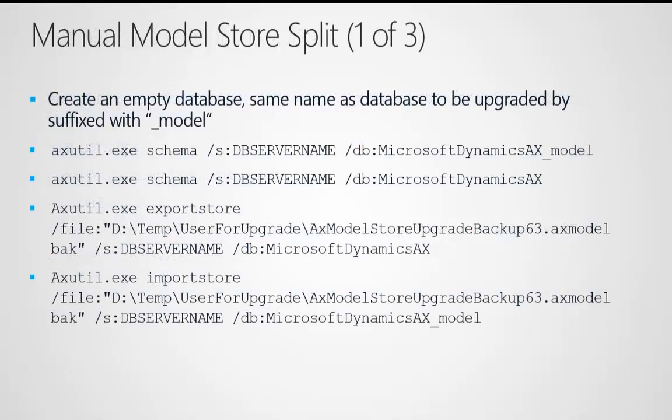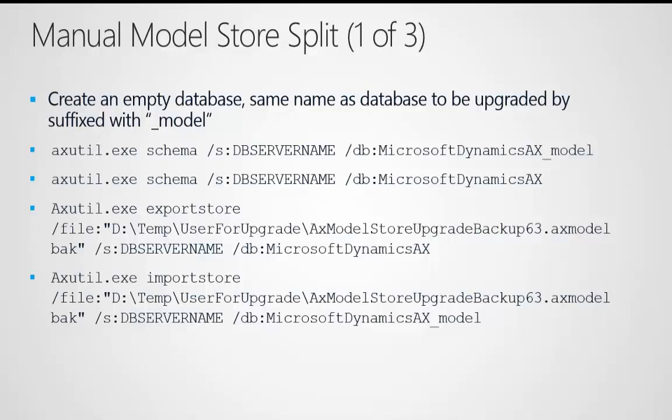So, the first step, if you need to do a manual database split. First of all, we create an empty database, the same name as the business data database to be upgraded, but suffixed with underscore model. Then we run the following commands. The first command here creates a new database schema with all the empty tables and stored procedures which are required for the model store. The second AOS command here on the screen actually just updates the existing model store so that the existing model store and the new model store database are at the same level.